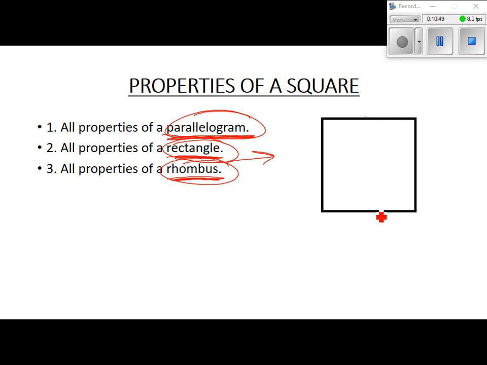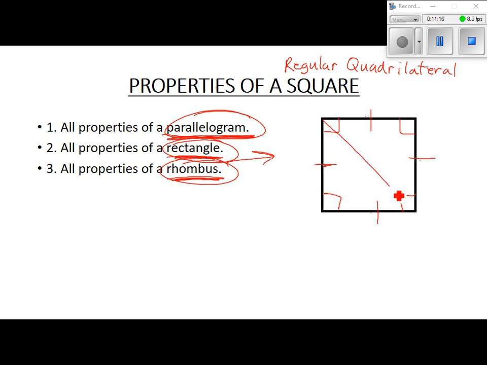So opposite sides are parallel, opposite sides are congruent. From a rhombus, all four sides are congruent. From a rectangle, all four angles are right angles. And that makes a square a regular quadrilateral, because all four sides are congruent and all four angles are congruent. So it's a regular quadrilateral.